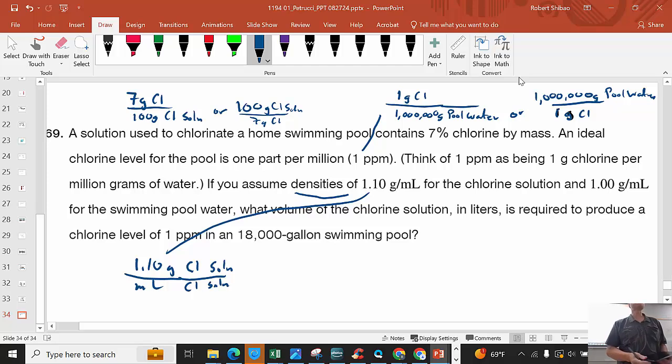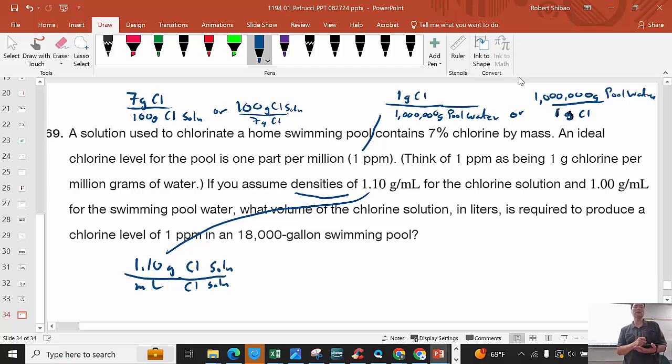It's like the density of gold. The density of gold is 20 grams per milliliter: 20 grams of gold per milliliter of gold. And so it's the same thing, and this is a little more dense. As you'd expect, if you dump a whole bunch of chlorine in water, 7% chlorine, the weight is going to go up because chlorine atoms are heavy. So this is heavier.